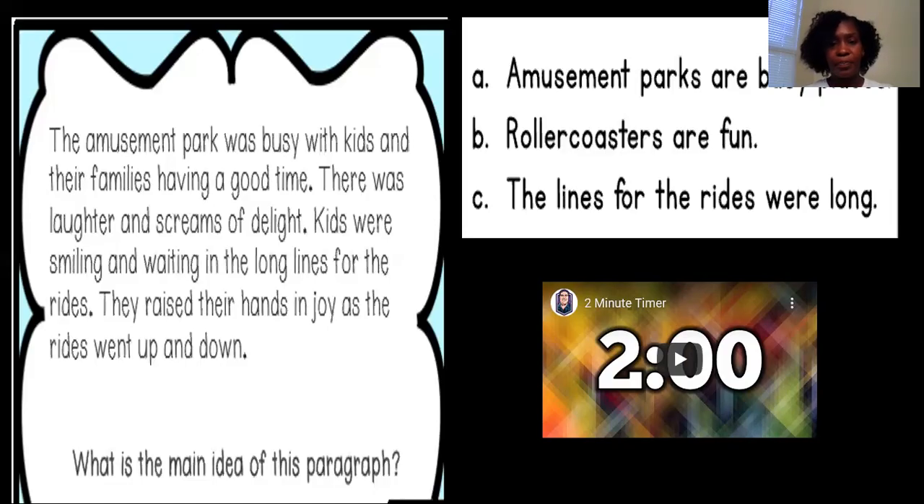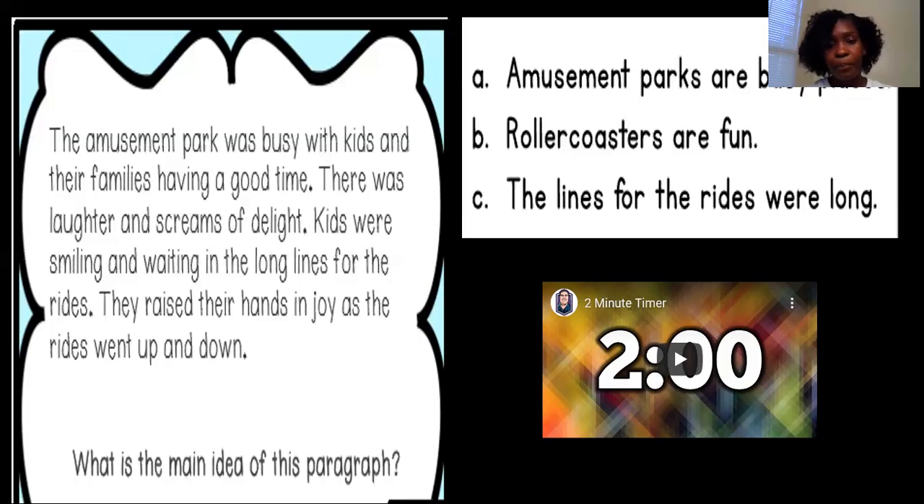So let's look at your choices. A says, it was all about how amusement parks are busy places. So lots of things were going on at this amusement park. It was busy with kids and their families having a good time. There was laughter and screams of delight. The kids were smiling and waiting in long lines for rides. They were raising their hands in joy as the rides went up and down. So that's lots of things that show how this park is a busy place. So we'll keep A, let's check B. Roller coasters are fun, was it all about how roller coasters are fun? Now, that may be possibly true, but that's not what this passage was mostly all about.